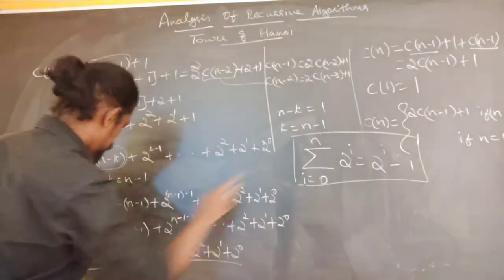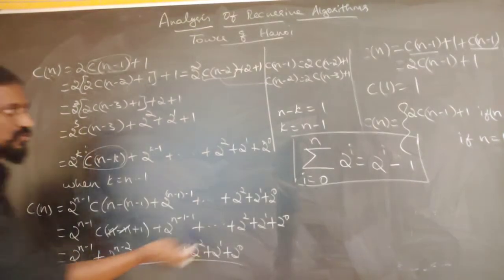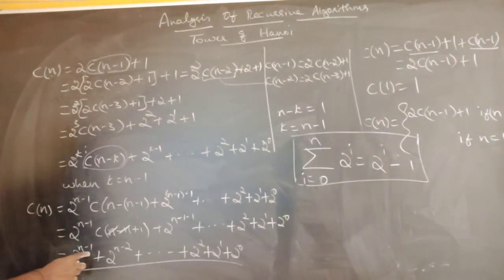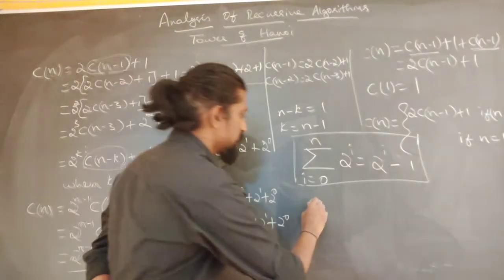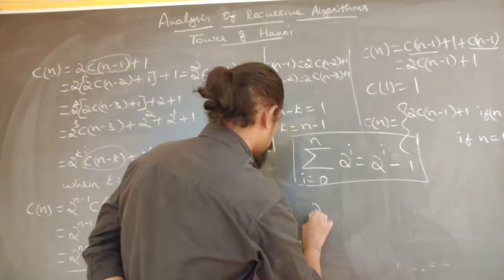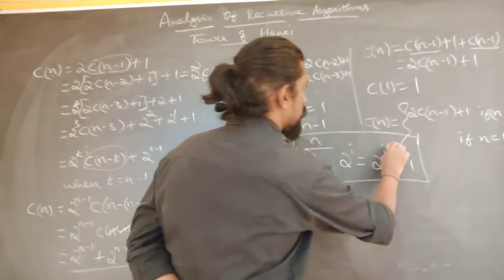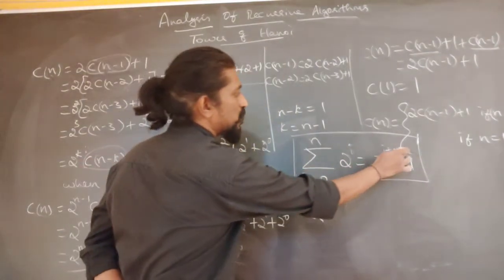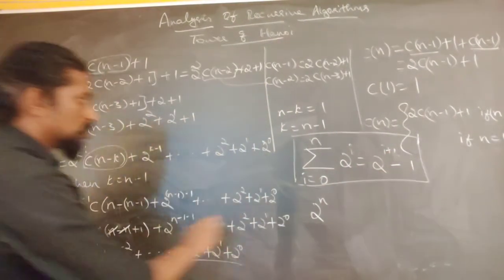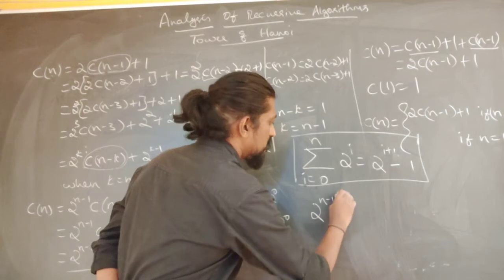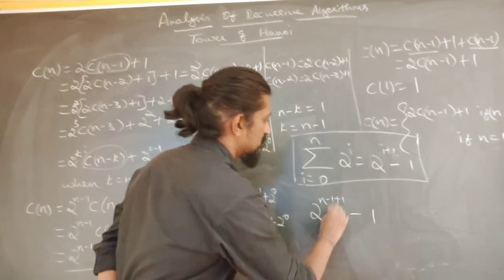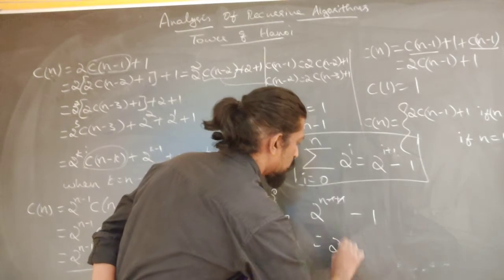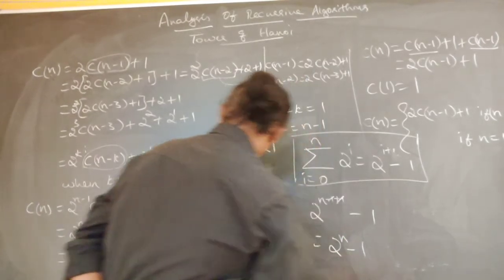This series ends at n, this series ends at n minus 1. So therefore, i, which starts at 0, doesn't go till n, it ends at n minus 1. Therefore, when we substitute, it becomes 2 to the power of i plus 1 minus 1. So this will be 2 to the power of n minus 1 plus 1 minus 1. So this plus 1 minus 1 gets cancelled, and therefore it becomes 2 to the power of n minus 1.